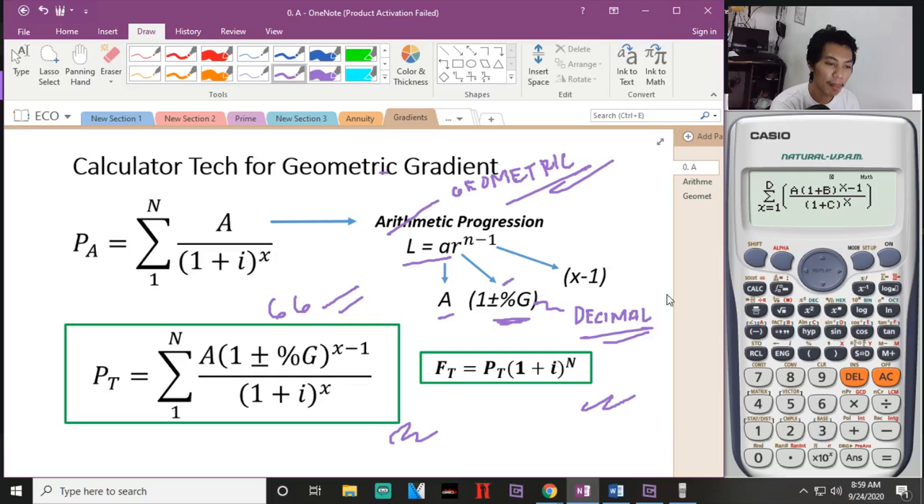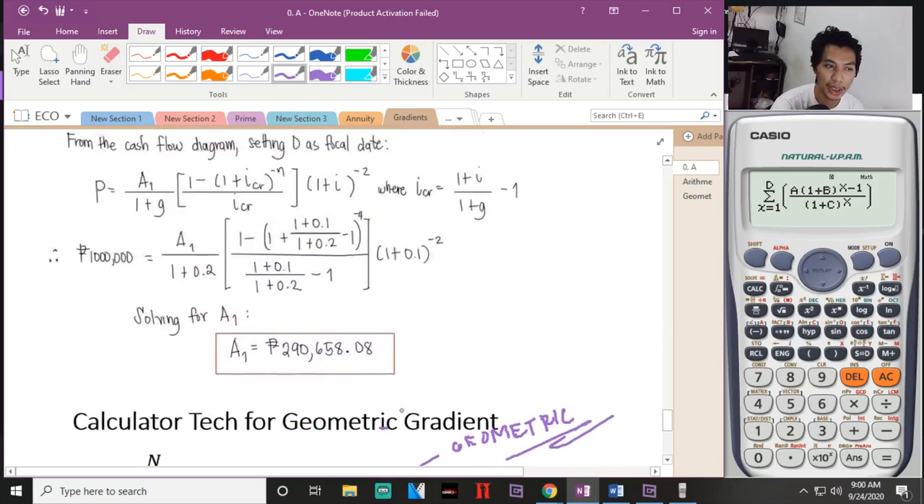Ito lang dalawa. Kapag nakuha mo si present, i-convert mo na naman into, multiply mo lang ng SPCAF. Single payment compound amount factor. Ito yun, SPCAF. Makuha mo na si future worth. Okay? Now, let us see kung kaya natin siyang gamitin sa problem.